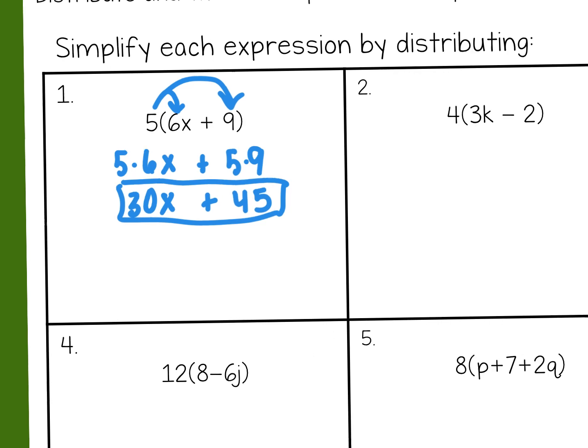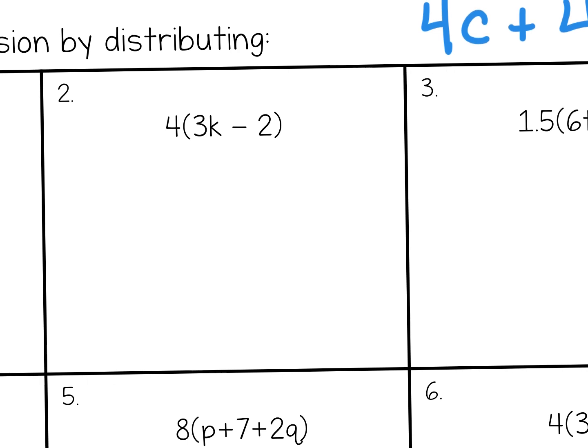All right? Let's do this next one, number 2. 4 times the quantity 3k minus 2. Cannot simplify 3k minus 2 because a variable term and a constant cannot be combined any further in simplification. But it says it recurs 4 times. So I want to show you what that means. That means I have 3k minus 2. There's 1 time. 3k minus 2. There's 2. 3k minus 2. There's 3. And 3k minus 2. There is 4. All right?